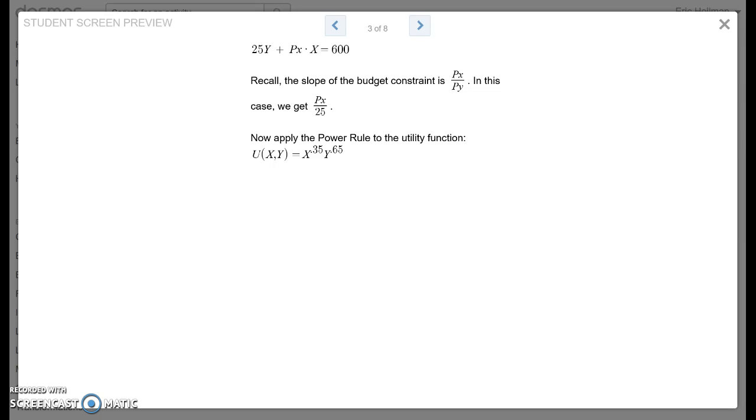Okay, the slope of the budget constraint is just the price of the horizontal good divided by the price of the vertical good. In this case, PX is the price of the horizontal good and 25 is the price of the vertical good. So the slope of the budget constraint is just PX over 25. Okay, so now we are going to apply the power rule to our utility function. Now we're on step two. Our end goal is to find the marginal rate of substitution.